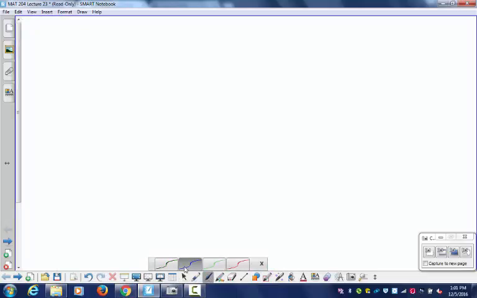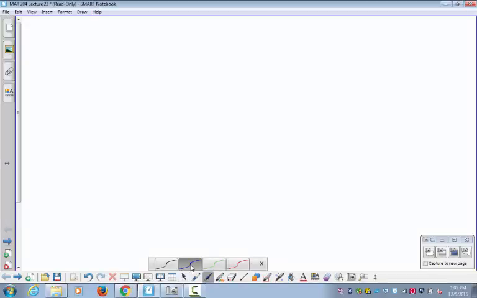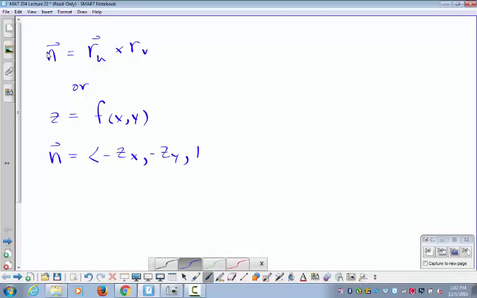To use the right normal vector, you only have two choices. You have to parameterize your surface and use n equals r sub u cross r sub v. You have to use that n if you parameterize your surface. And if your surface is given to you as a function, then if you don't want to parameterize the surface, you can use this one: minus z sub x, minus z sub y, 1.